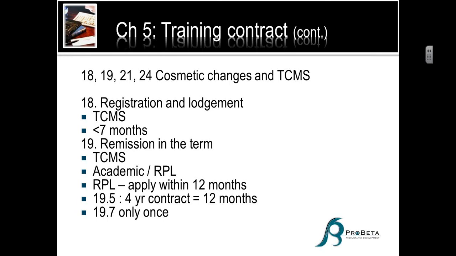They've taken into account the 6-month probation. The remission in the term of the contract, again, they've brought in cosmetic changes for TCMS. Remember that you can get academic remission and RPL remission. RPL for previous contracts and or previous experience. Please, I'm just reminding you that you must apply for RPL within your first 12 months of your training contract. I'd hate for you to miss that. 19.5 is new, where on a 4-year contract, they're basically saying if you get your degree, you are guaranteed a reduction of 12 months.